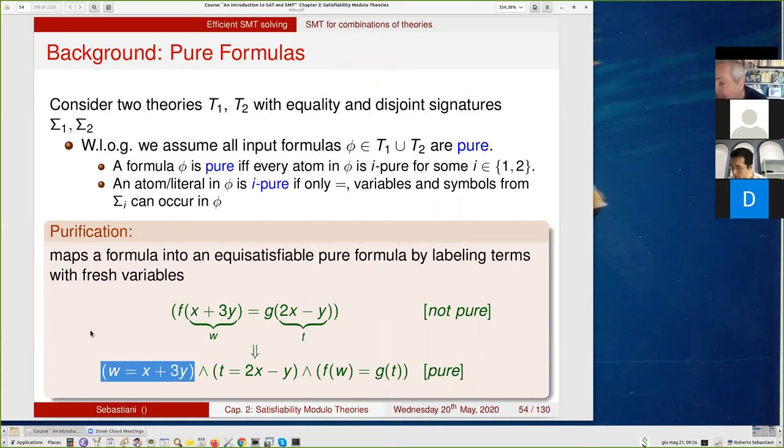In all this discussion about combinations of theories, we'll implicitly assume that the formula has been purified. Notice that this is not strictly necessary, because we have a term bank, with a node in the term bank representing each term, so we can do without purification in a practical implementation. But assuming that the formula is purified makes the explanation much simpler. So this is what we are going to assume.